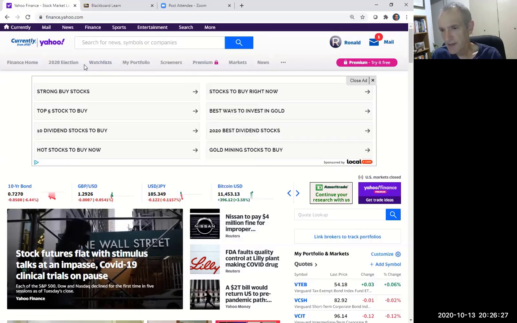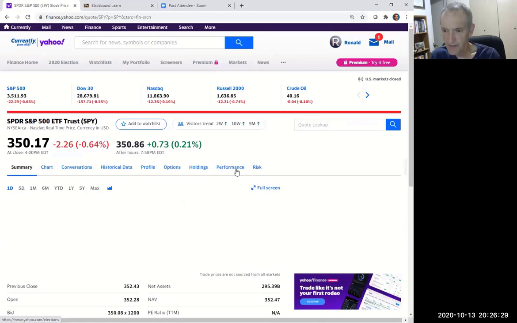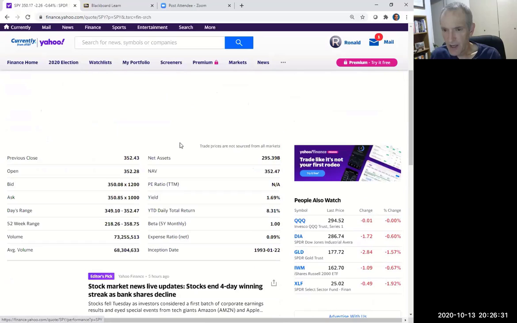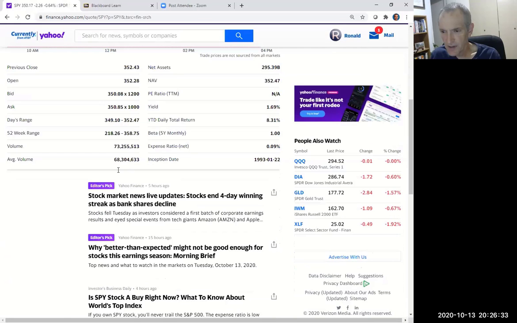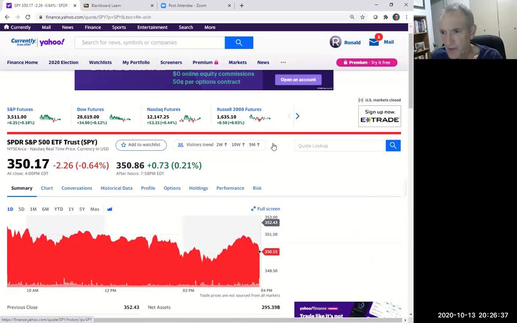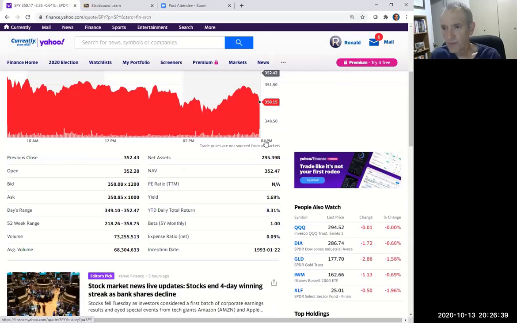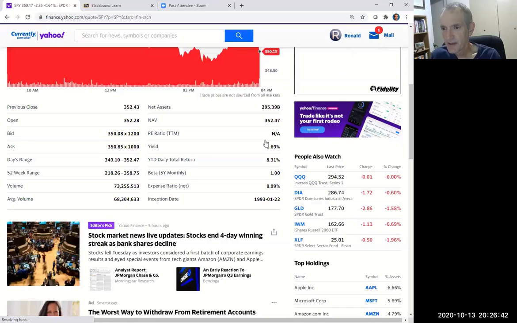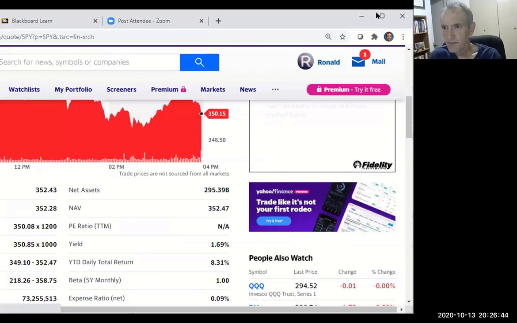The SPY is the S&P 500 in an ETF. And you see its current dividend. Oh, what did I bring in? SPY. Oh, there it is. Wow, look how low that is. 1.69%. Y'all see that? So 1.69%.